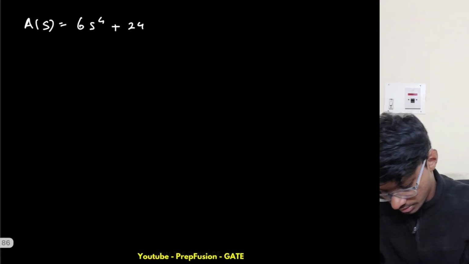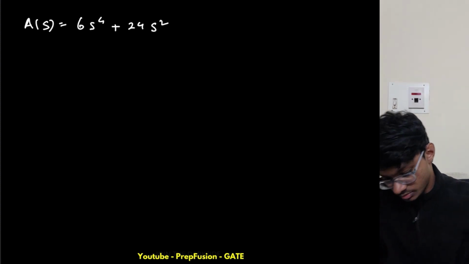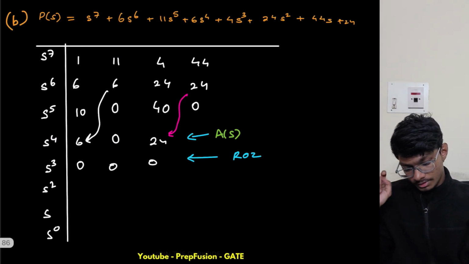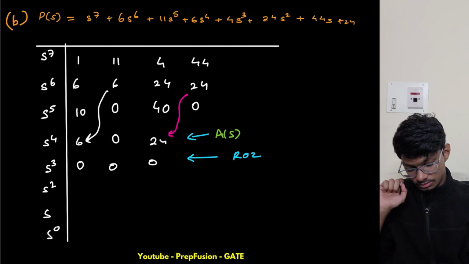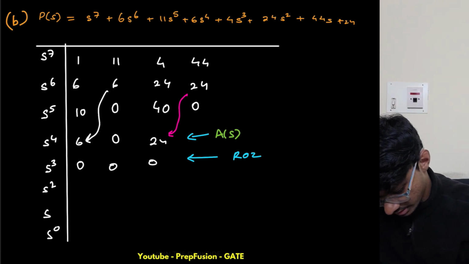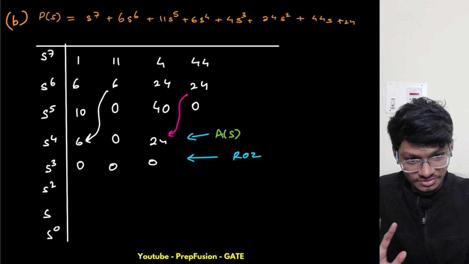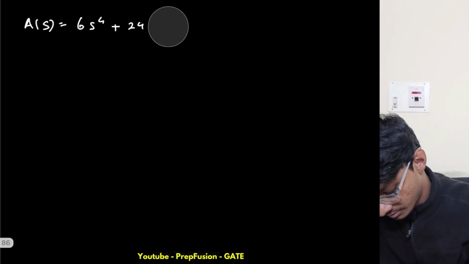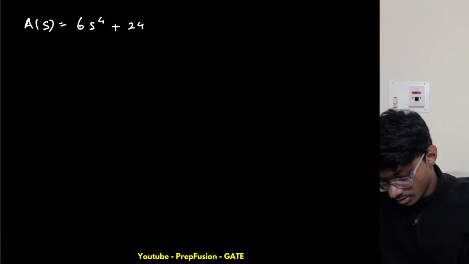Sorry, not plus 1, it is s square. Sorry, there's s square. This is 24 only. So here the s square term coefficient is 0. I'm sorry. So the s square coefficient is 0, so this will be this one only. So this is my auxiliary equation.